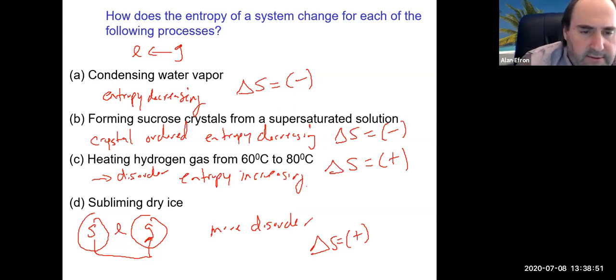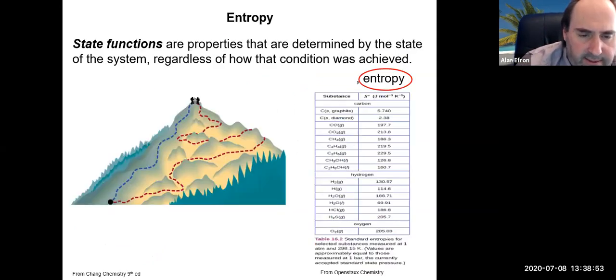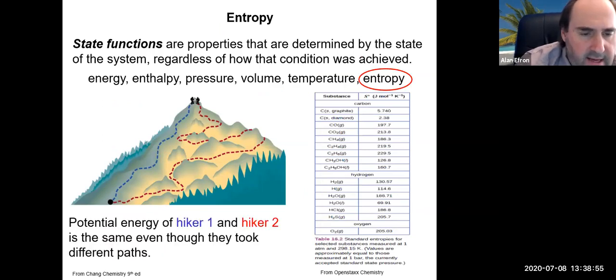All right, so let's get a little bit more into entropy. And entropy really is a state function. And just a reminder about state functions. State functions are properties that don't depend on path. What's really important is where you started and where you ended up. And things like energy, enthalpy, pressure, volume, temperature, and entropy, these are all state functions.